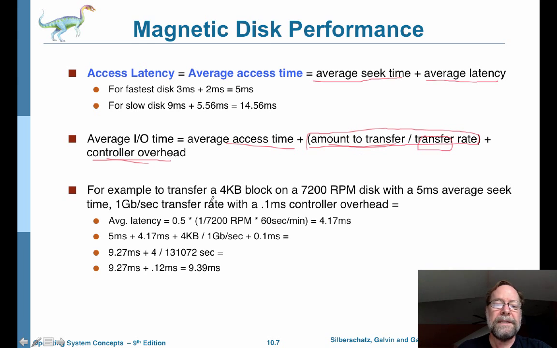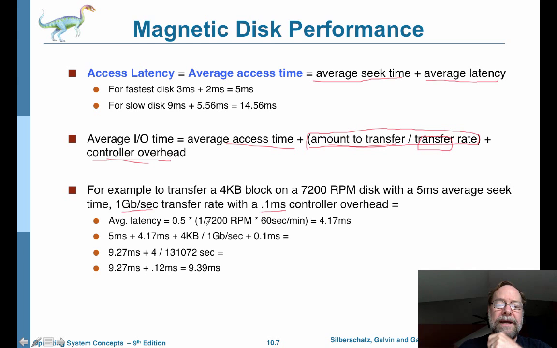So here's a simple example. Let's say that you wanted to transfer a 4 kilobyte block from a hard drive that happened to have a 7,200 RPM disk spinning with a 5 millisecond average seek time and a 1 gigabit per second transfer rate. And you had a 1/10 of a millisecond controller overhead. So what's our average latency going to be?